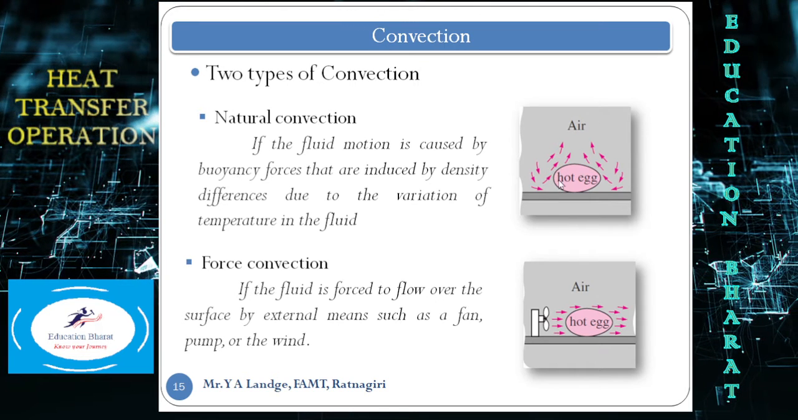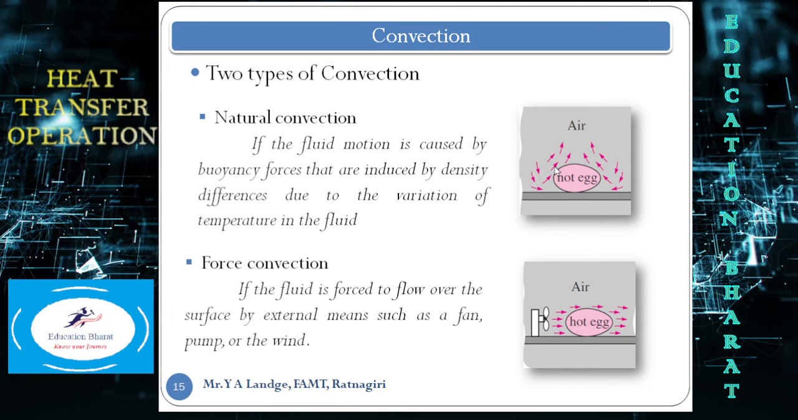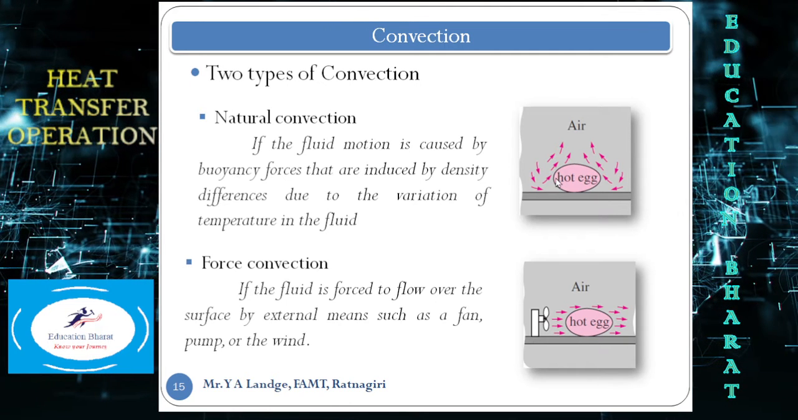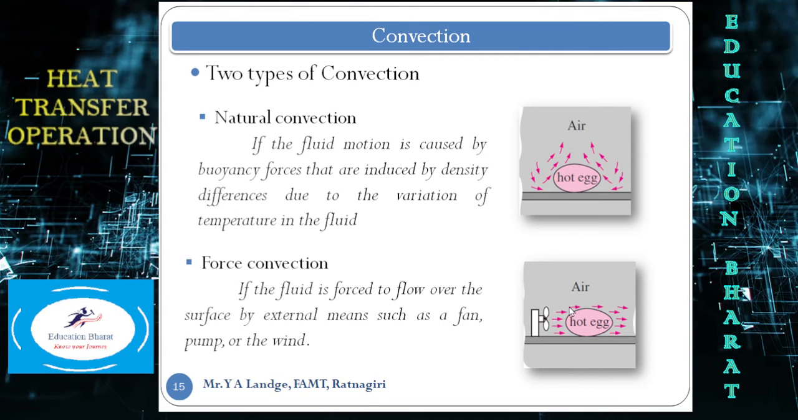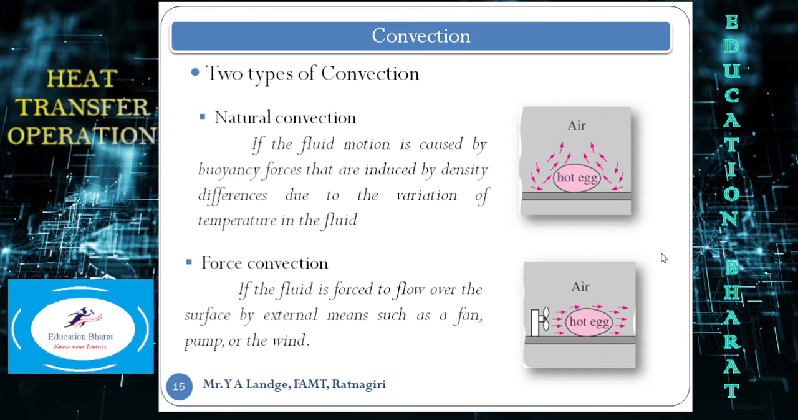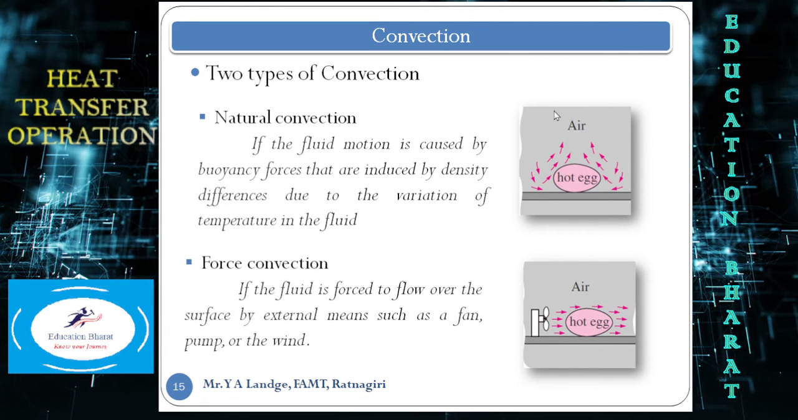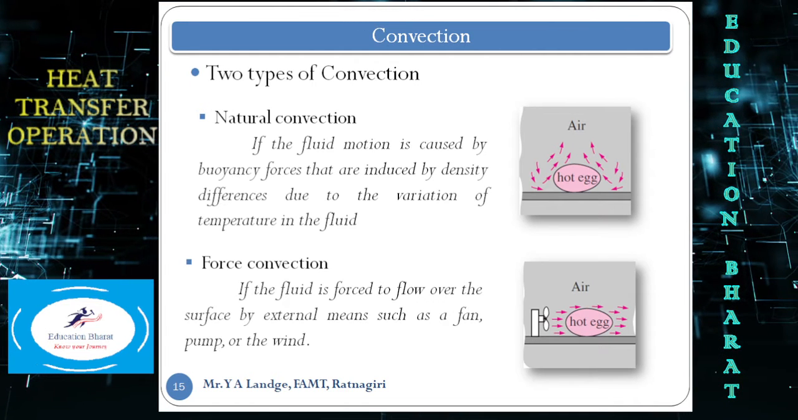In natural convection it depends on the temperature. Once it reaches the temperature, and there is a density difference, only then will it move; otherwise it stays near the surface. But here, the molecules continuously go away from the surface, whether they gain the heat or not. So this we call natural convection, and this we call forced convection.